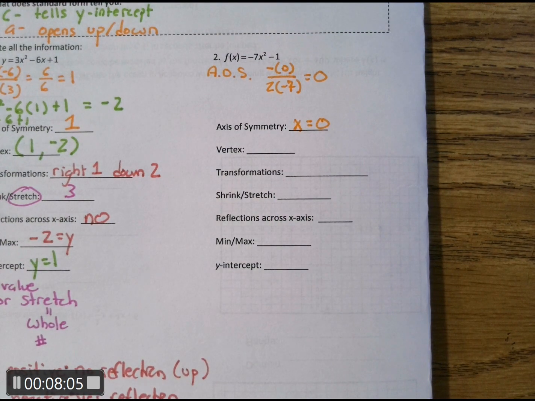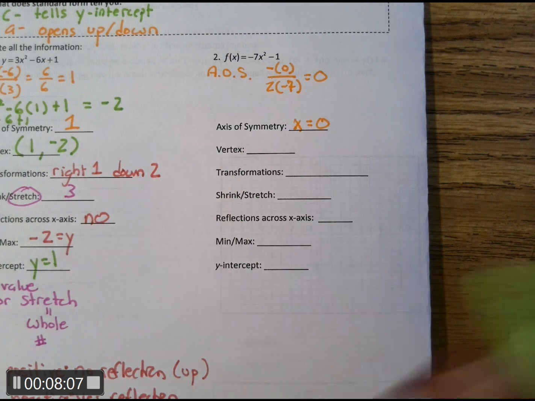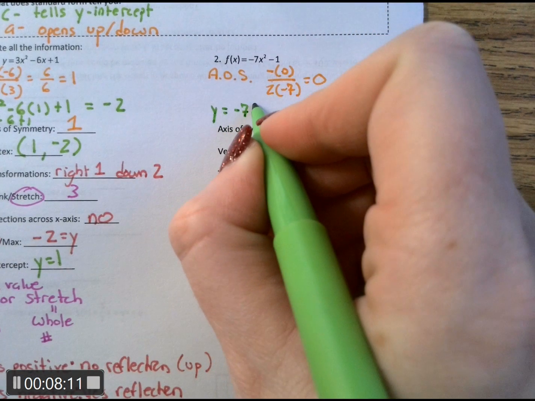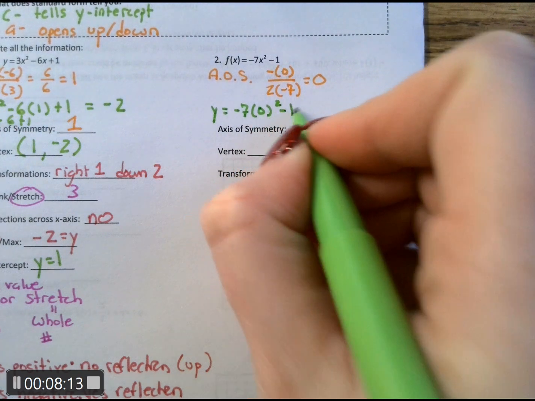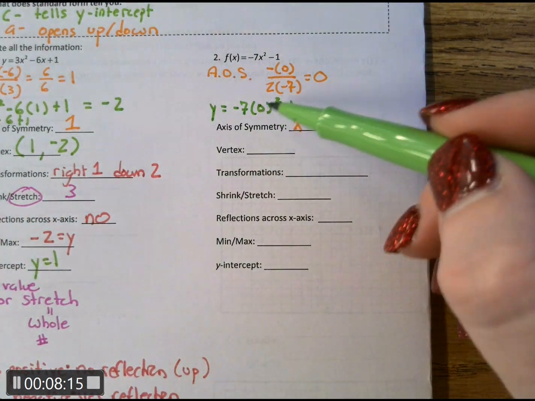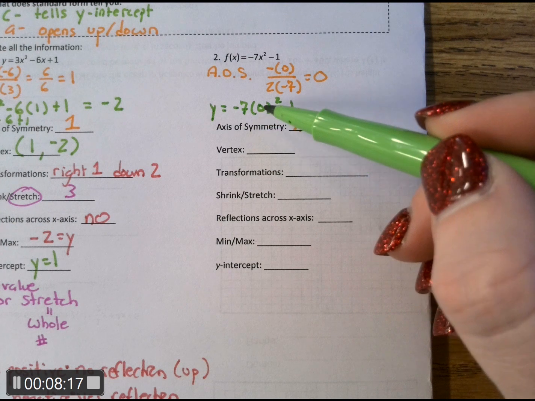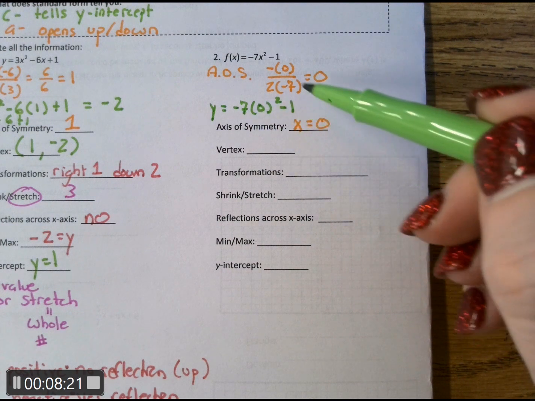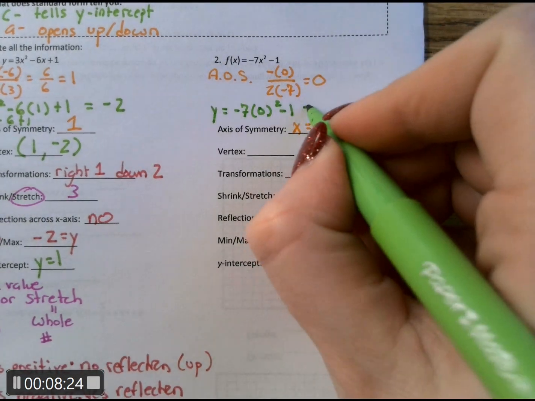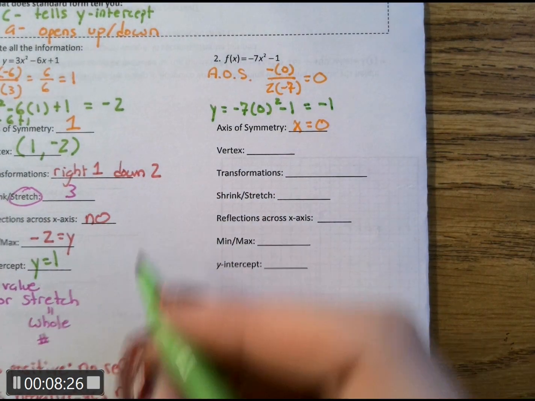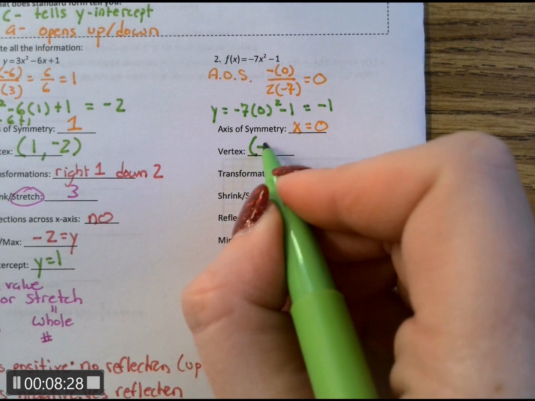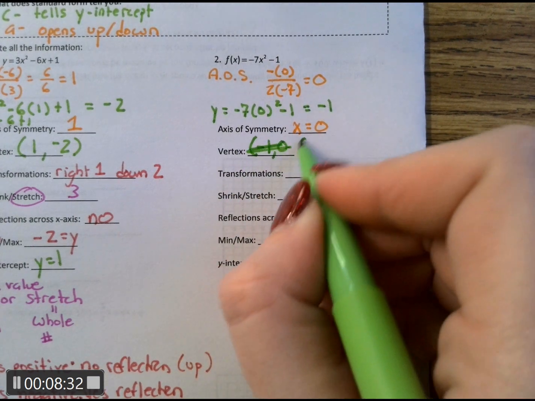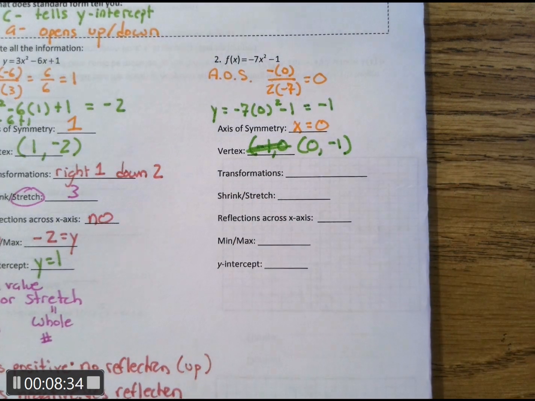And then to find our vertex, we're going to substitute that 0 into our equation. So y equals -7 times 0 squared minus 1. Well, 0 squared is just going to be 0. 0 times -7 is going to be 0. So we are just left with -1. So our vertex is going to be 0, -1.